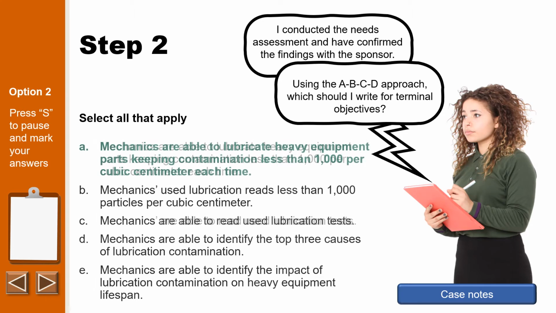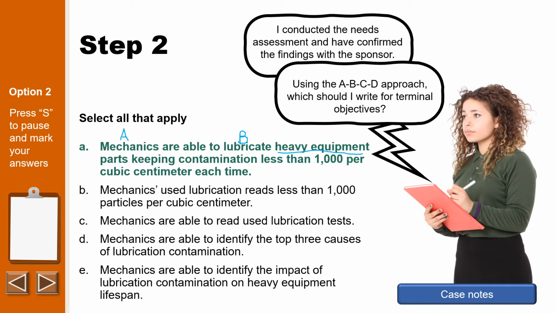Continuing on, the choice that I made is the first one. Just quickly, I'll mark down the selections that I made. For the ABCD, the audience are the mechanics, the lubricate is the behavior, the actions they'll take.